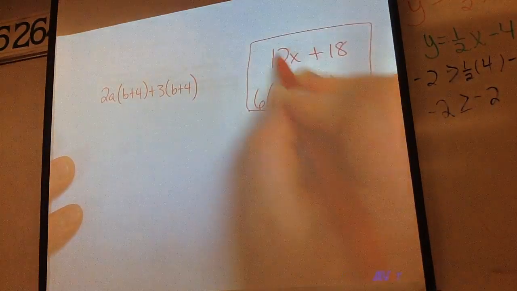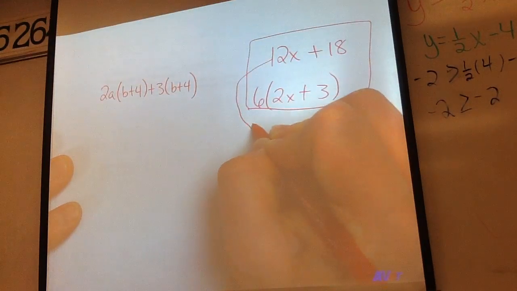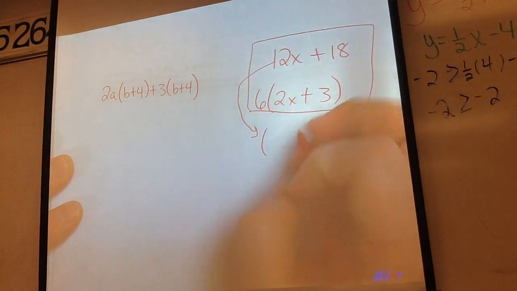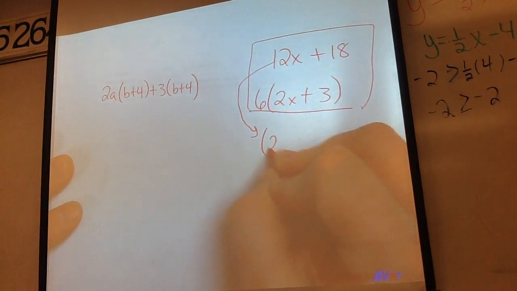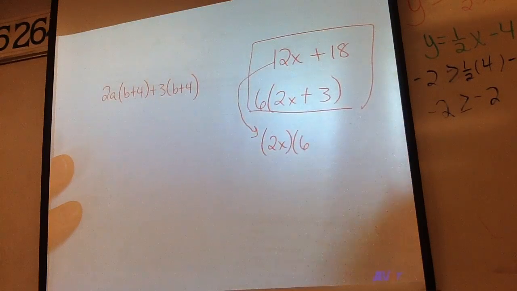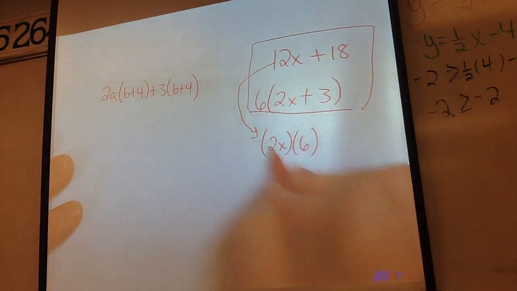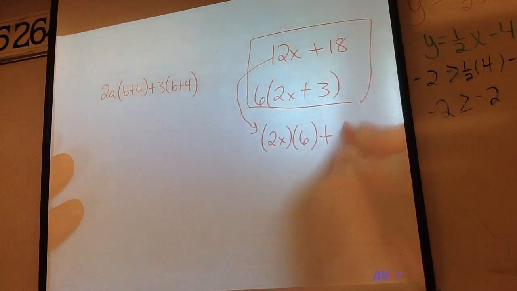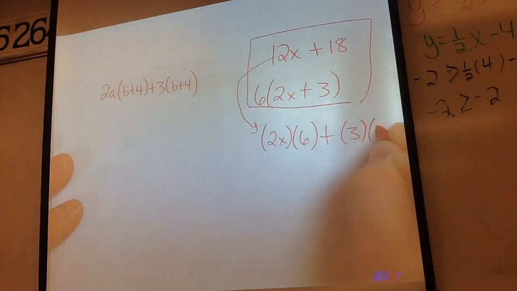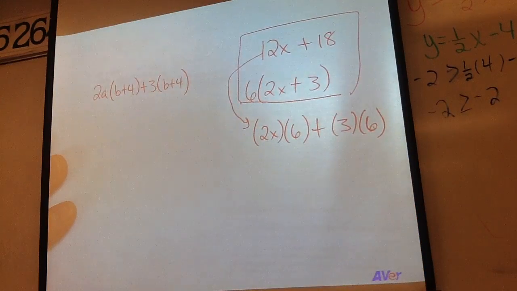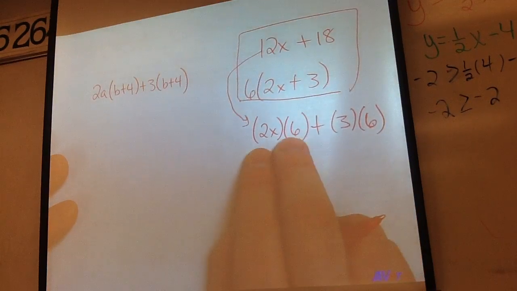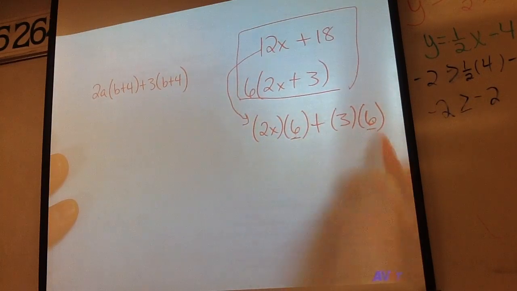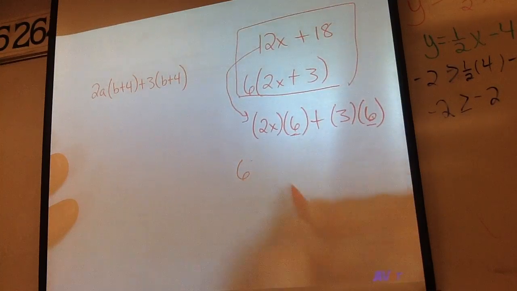Understand that. I'm going to rewrite this, the same exact problem, in a different way. I'm going to write 12x as 2x times 6. Isn't that the same as 12x? Plus, I'm going to rewrite that as 3 times 6. This is multiplication, this is multiplication. To pull out what they have in common, wouldn't that be a 6? Put it on the outside.